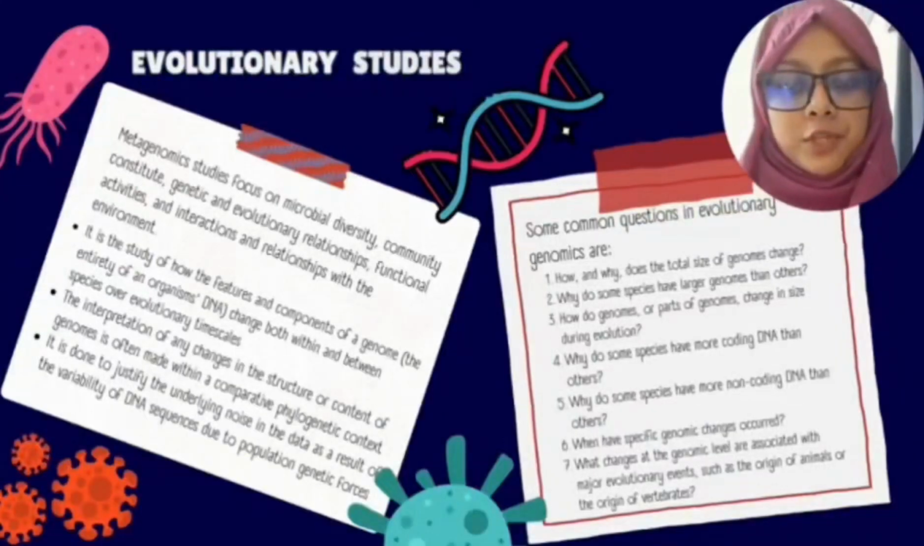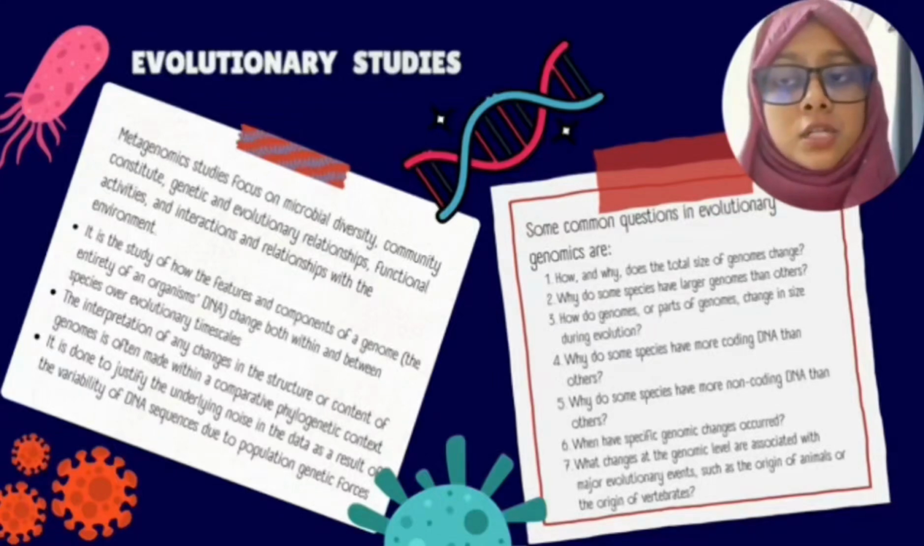Now I'll be talking about the evolutionary and functional studies of microbial metagenomics. First, it's the evolutionary studies. Evolutionary genomics refers to the study of how features or components of a genome change both within and between species over evolutionary timescales. The interpretation of any changes in the structure or content of genomes is often made within a comparative phylogenetic context in order to account for the underlying noise in the data as a result of the variability of DNA sequences due to population genetic forces.